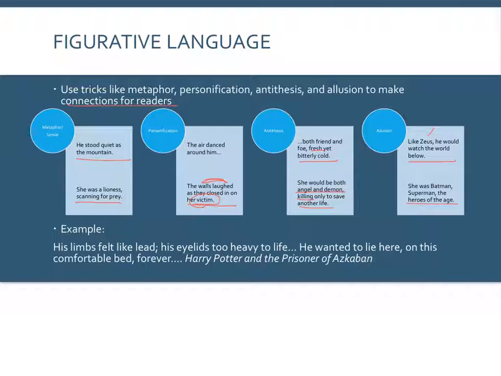Another example from Harry Potter: "His limbs felt like lead, his eyelids too heavy to lift." Sorry, typo there. "He wanted to lie here on this comfortable bed forever." So coming from the very end of Harry Potter, before he learns the truth about Sirius Black and then goes off to fix it, he's ill, he feels so yucky that he's like lead. He can't even move his limbs.